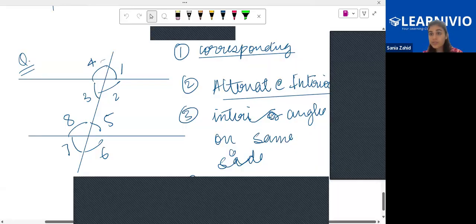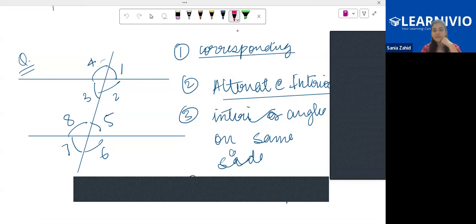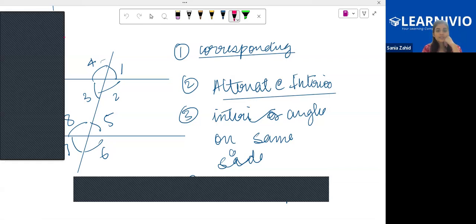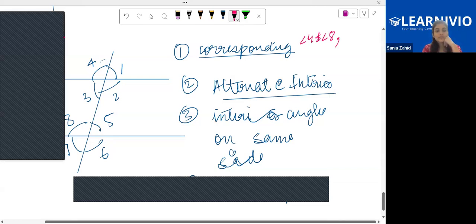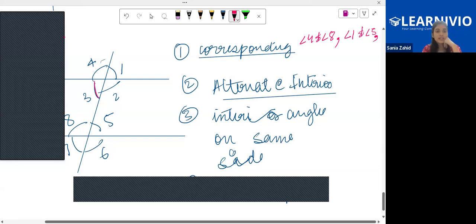Okay, are you guys able to see my screen? Yes, ma'am. First of all, we have corresponding angles. What are the pairs of corresponding angles? Only the person I ask will answer. First, Manha, tell me, what are the pairs of corresponding angles over here? Angle 4 and angle 8. And angle 1 and angle 5. And angle 8 and angle 7. How come they are corresponding? They can never be corresponding. Angle 3 and angle 7.